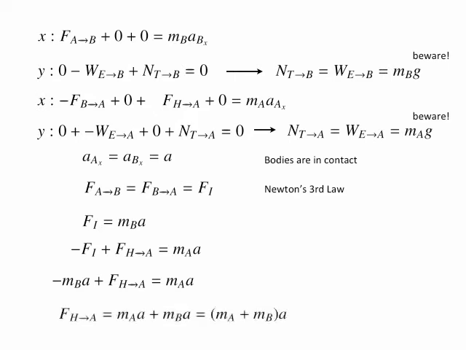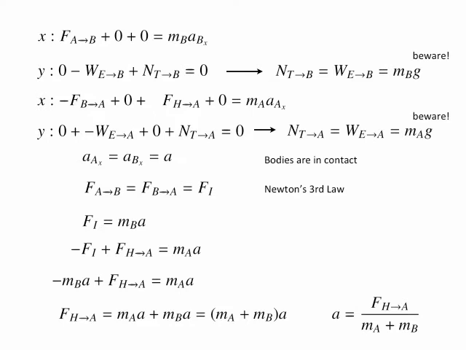Then I can move the minus MBA over to the other side and solve for the force of the hand on A. It's equal to the sum of the masses times the acceleration. And I can then solve for the acceleration in terms of the force of the hand and the mass of the two books. So that's the way it works.